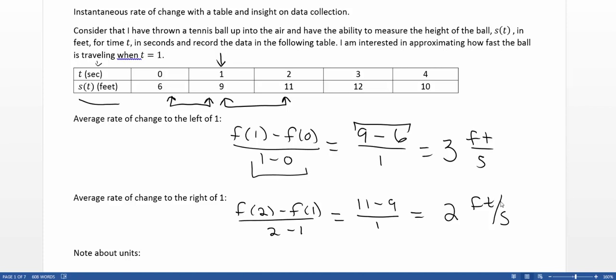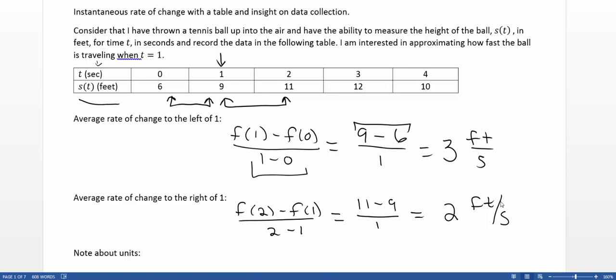I don't have a way to get closer and closer like I did with the graph, because with the graph, I had the function and I could just keep plugging things in. But here, unfortunately, I don't have a good way to do that. So my left hand approximation was 3 feet per second. My right hand approximation is 2 feet per second.